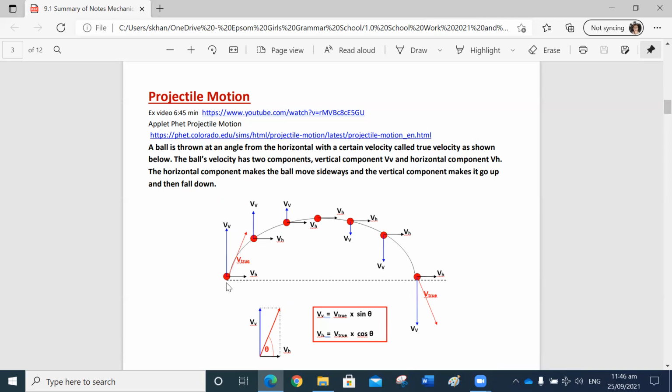So if it was thrown at this angle with 12 meters per second, this will still be 12 meters per second. And this angle over here will be the same as the angle with the horizontal, but obviously directions are not the same, directions are different.